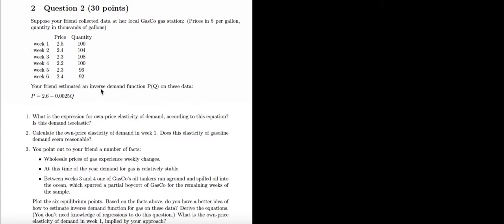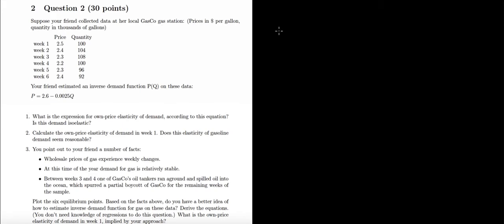Your friend estimated an inverse demand function P of Q on these data. P equals 2.6 minus 0.025 times Q. What is the expression for the own price elasticity of demand according to this equation? Is this demand isoelastic? So to compute the own price elasticity of this quantity, we have to recall the definition of elasticity.